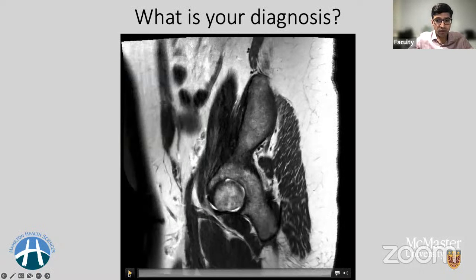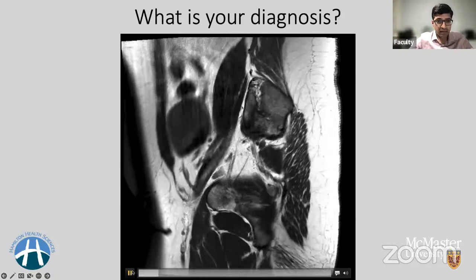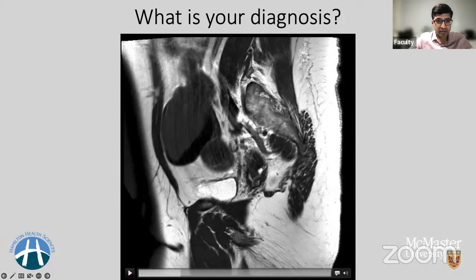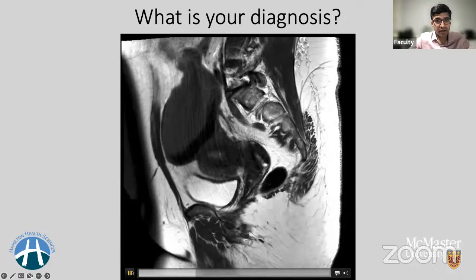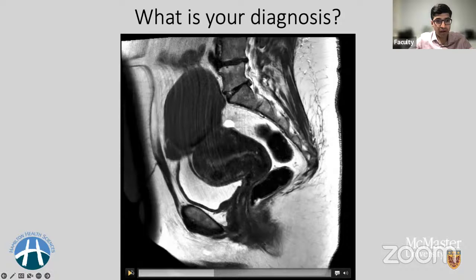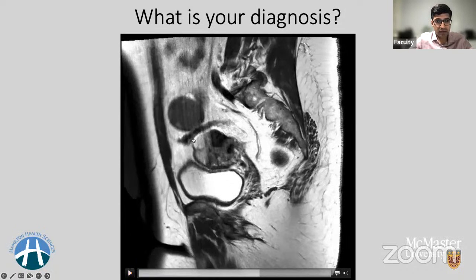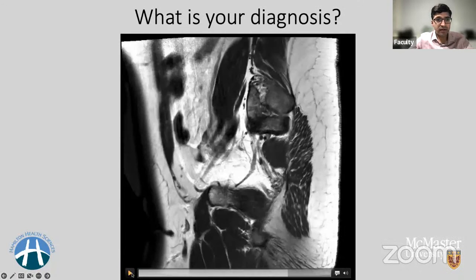So let me show you one quick case here. This is a sagittal T2-weighted MRI. You see that there is a large adnexal lesion. It looks like it is non-simple fluid with T2 dark components. And then as we go through it, it almost has this dilated tubular kind of appearance. That's the uterus. If we go to the other adnexa, you again start to see dilated tubular structure with fluid level. So what is your diagnosis here?